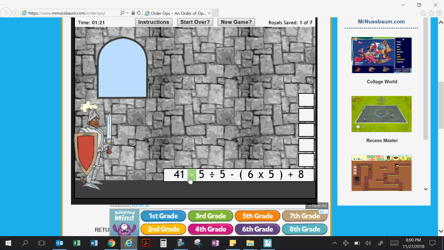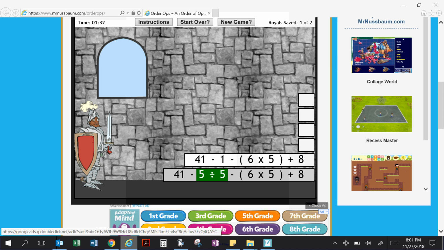And so in here, again, these represent the terms. So if I highlight this, 5 divided by 5 is 1, and so on. So I think you get the point of doing this. This is really good for practicing your order of operations skills.